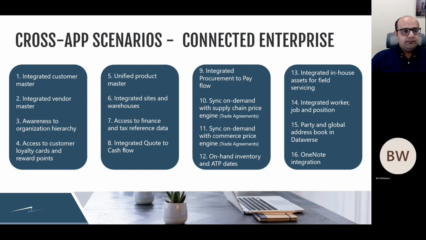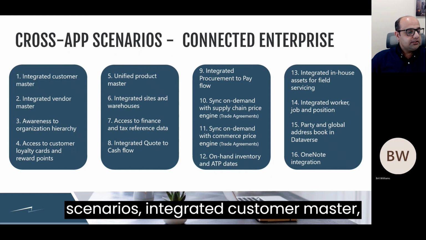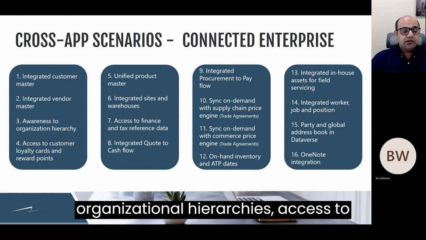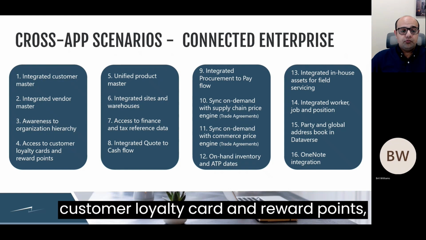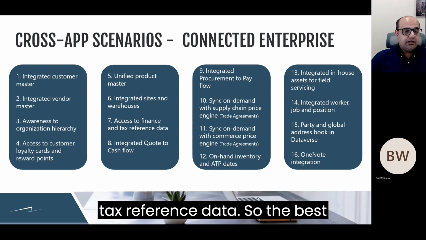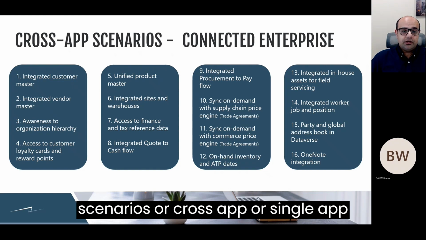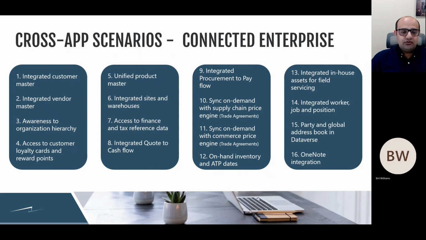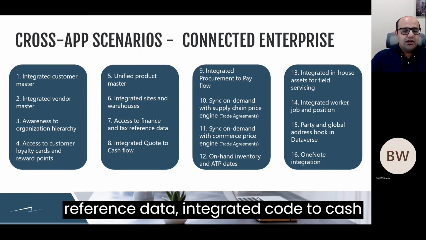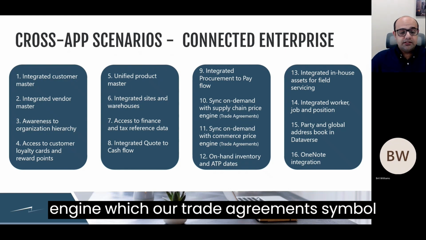I know we have limited time here, so I'm just going to quickly go through the cross-app scenarios. Integrated customer master, integrated vendor master, awareness of organizational hierarchies, access to customer loyalty cards and reward points, unified product master, integrated sites and warehouses, and access to finance and tax reference data. These are the benefits of having cross-app scenarios, or single app actually as well. Then there is integrated quote-to-cash flow, integrated procure-to-pay flow, and sync on demand with the supply chain pricing engine, which are trade agreements.